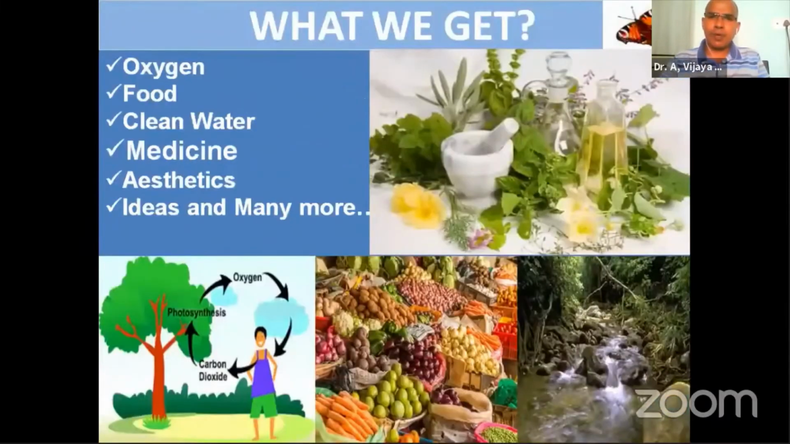And what we generally get from biodiversity: we get oxygen, we get food, we get clean water, we get medicine, aesthetics, ideas, and many more things. So today we are seeing a deficiency of oxygen. In India particularly, there is a dearth in the production of oxygen.